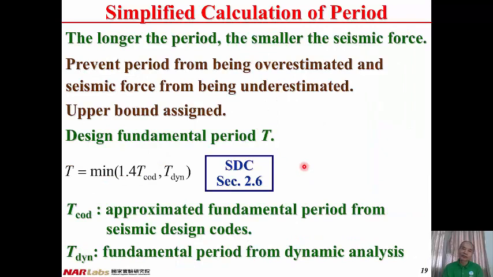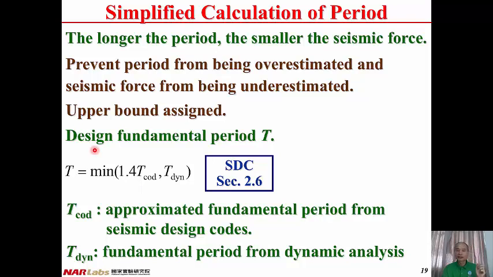From the previous lecture, we know that the longer the period, the smaller the seismic force. In order to prevent the fundamental vibration period from being overestimated, so that the seismic force is underestimated, we assign an upper bound for the fundamental vibration period. In our seismic design code, the upper bound for the fundamental period is 1.4 times the fundamental period provided by the code.